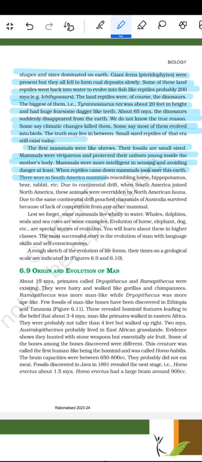In South America there were mammals resembling horse, hippopotamus, bear, rabbit, etc. Due to the continental drift, when South America joined North America, these animals were overridden by the North American fauna. Due to the same continental drift, pouched mammals of Australia survived because of the lack of competition from any other mammals. Lest we forget, some mammals live wholly in the water. Whales, dolphins, seals, and the sea cow are some examples.